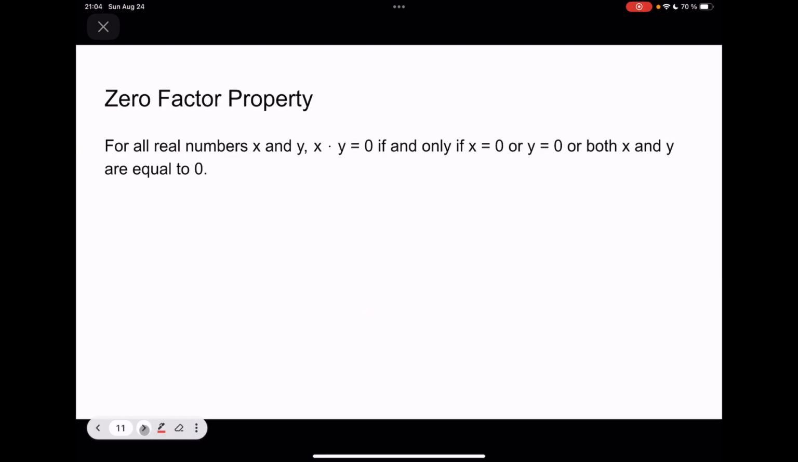Zero factor property for all real numbers x and y. X times y equals 0 if and only if x equals 0, or y equals 0, or both x and y are equal to 0. So let's say, first example, x is 1, y is 0. 1 times 0 is 0.